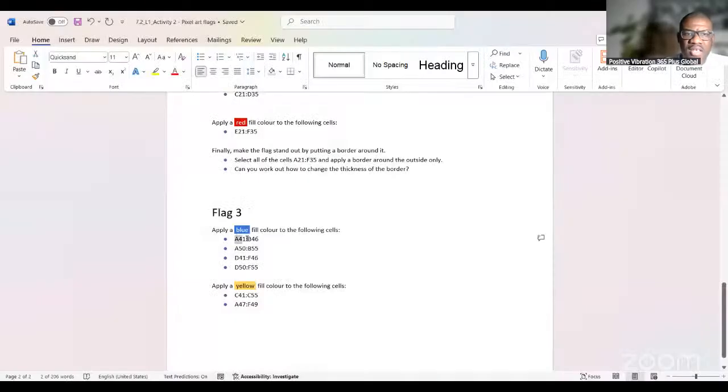Try that for me. A41 to B46 need to be blue. So go ahead and try that. Then A50 to B55 must also be blue.